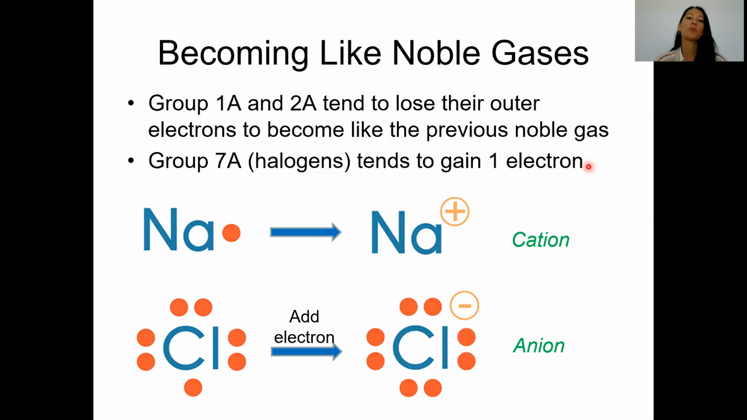I mentioned that atoms want to become like a noble gas. If a nonmetal binds another nonmetal, you get these covalent interactions that I already talked about to form a covalent bond. But if you have a metal interacting with a nonmetal, what you'll generally see is ions will form. Group 1A and 2A tend to lose their outer electrons to become like the previous noble gas, sodium giving up 1 to become Na plus cation, and then chlorine gaining 1. Now it has an extra electron, it'll have a negative charge, and we call that an anion.